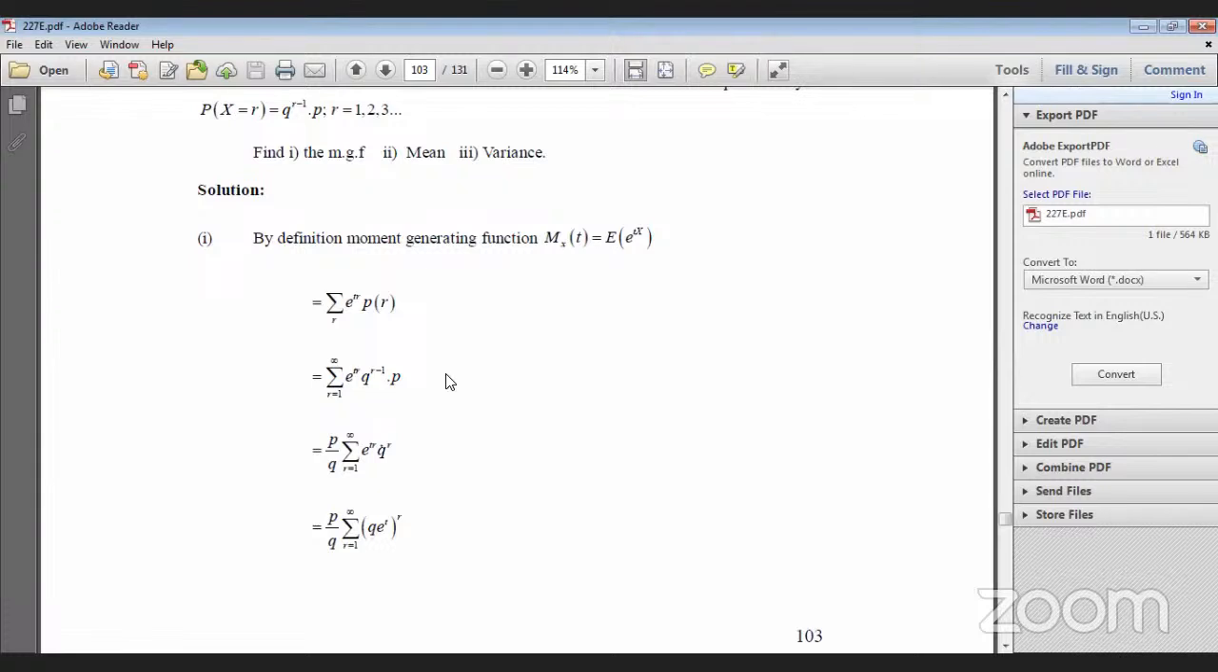M of x of t is e power tx, the summation of e power t r in place of x, p power r, the summation over r is equal to 1 to infinity, taking p power r. Since p plus q is equal to 1, can we write it that way? p plus q is equal to 1, so 1 minus q is p. So q into r power minus 1 into p. Here, what I am doing is taking p by q out.